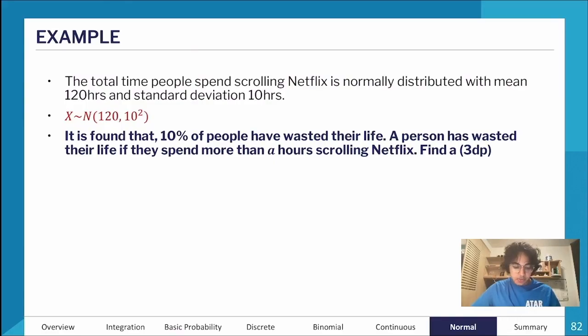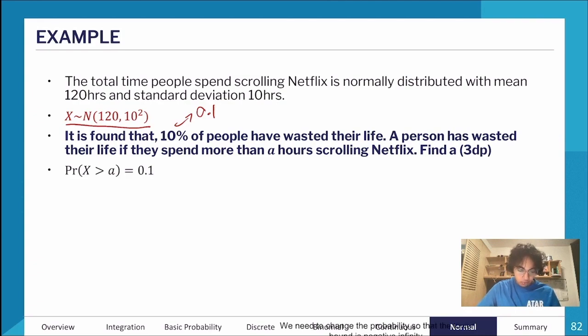So the total time people spend scrolling Netflix is normally distributed with a mean of 120 hours and standard deviation of 10 hours. And so again, I always like to write out my variable like this. It is found out that 10% of people have wasted their life, so this is 0.1. A person has wasted their life if they spend more than A hours scrolling Netflix. Find A. So we can use probability of x is greater than A is equal to 0.1.